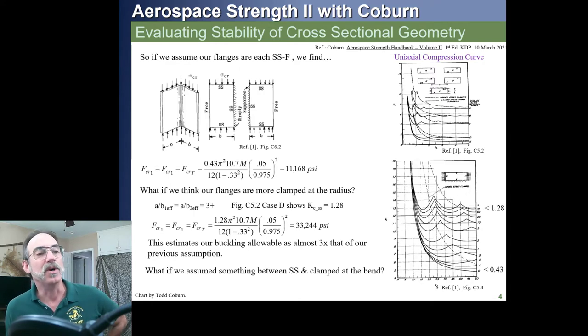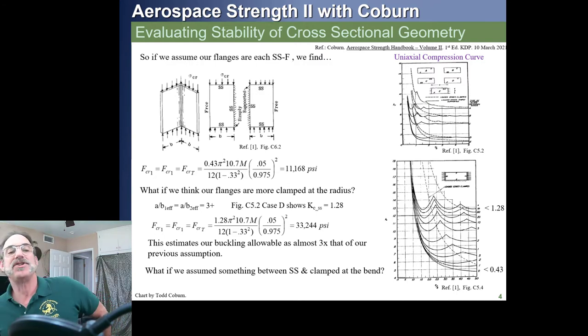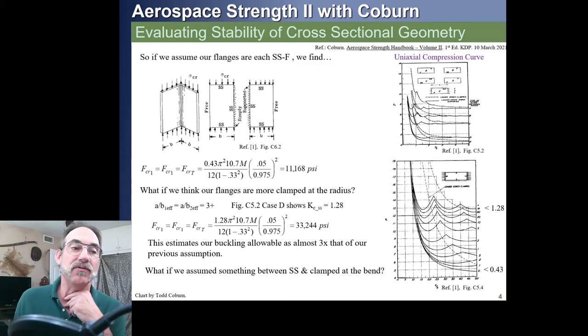Now, if we wanted to, we could go to this other figure that shows percent fixity, where we have a free edge down here at 0.43, when you have three simple supports and one free edge. If it's clamped on that extra edge, it's 1.28. So we get all these different curves. We could actually use whichever coefficient is appropriate between those two values.